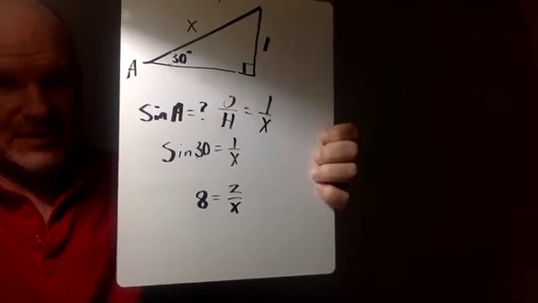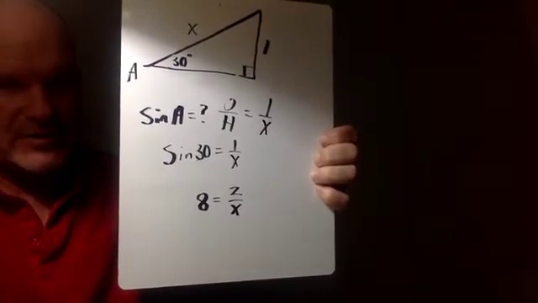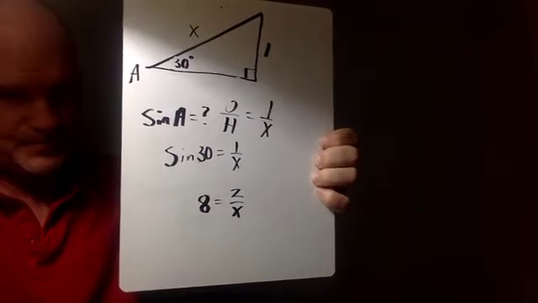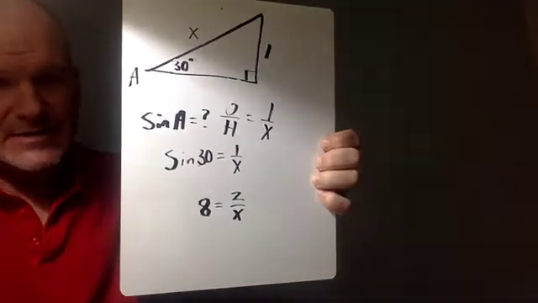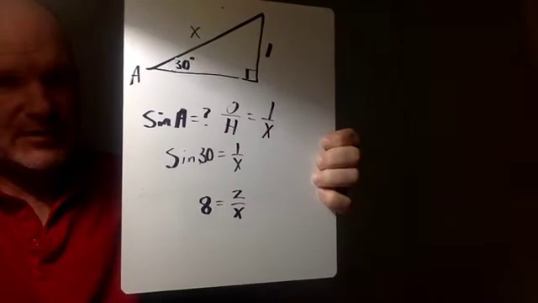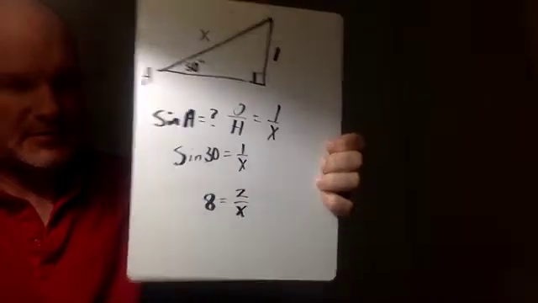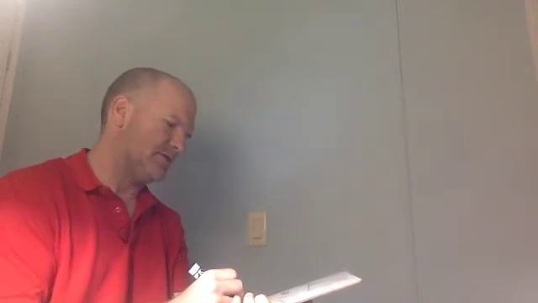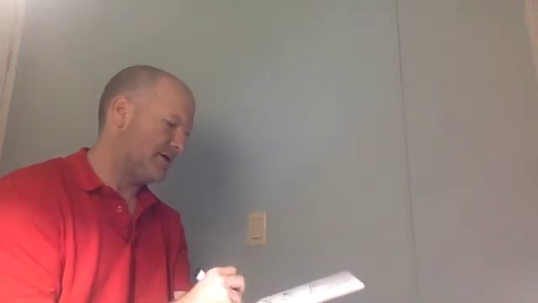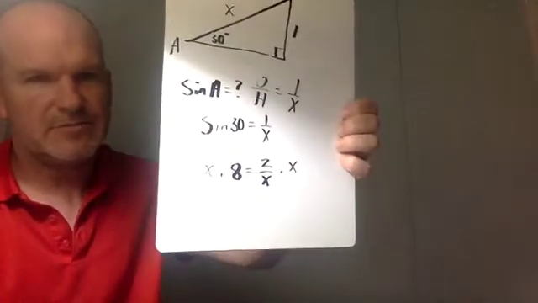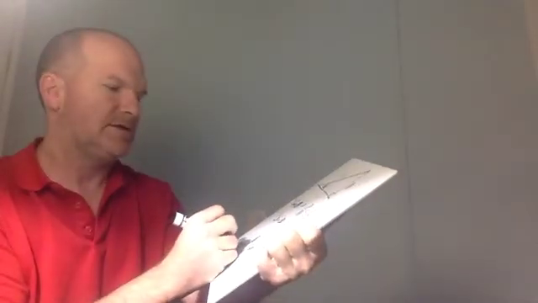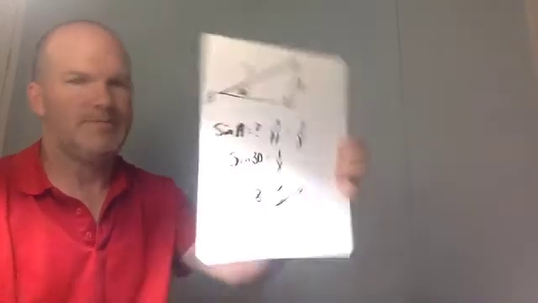You have to get X in the numerator before you can solve for X. X does not equal 4 in this. How do you get a denominator into the numerator? You multiply it to the other side. You move it to the other side and it goes to the denominator. Basically, you're multiplying by X on each side of the equation. These X's will cancel out and you're left with 8X is equal to 2.